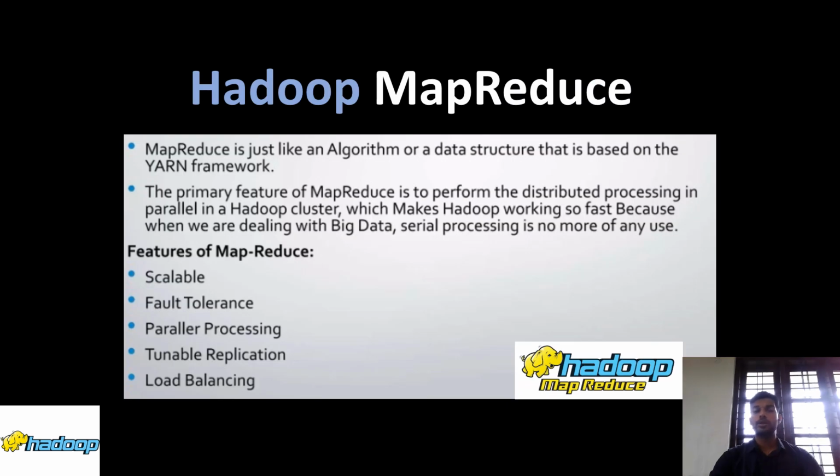First, let's discuss what is Hadoop MapReduce. It's actually an algorithm, or let's say a data structure, which is based on the YARN framework. The main feature that it provides is that it helps you perform distributed processing in parallel clusters. It lets Hadoop work so fast because we are dealing with large amounts of data, and since the data are stored in the form of clusters, it has very low latency.